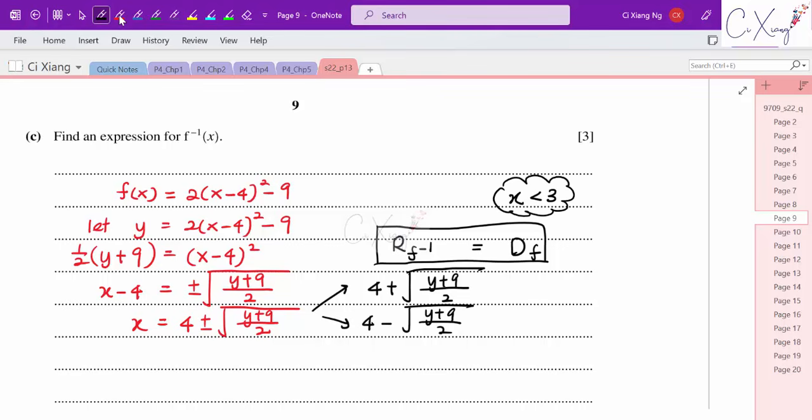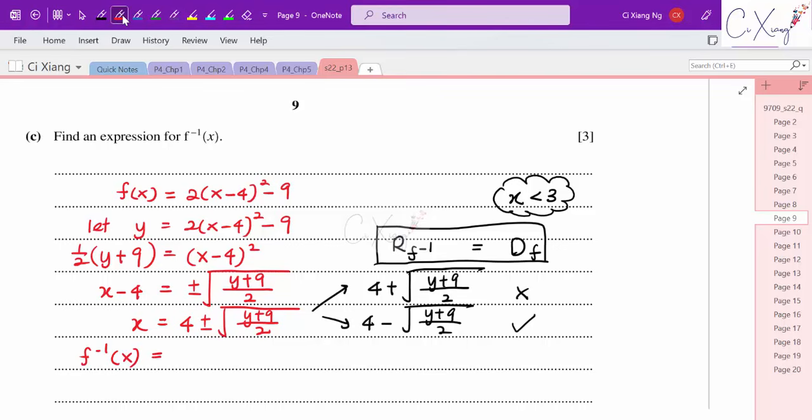By referring to x smaller than 3, we should ask ourselves, will 4 plus something get smaller than 3, or will 4 minus something get smaller than 3? Definitely this one. If we have 4 plus something, it will always be greater than 4, where it is impossible for us to get a value which is smaller than 3. So this is how we decide it. Therefore, let's get the inverse function.